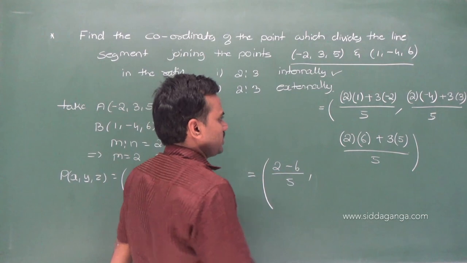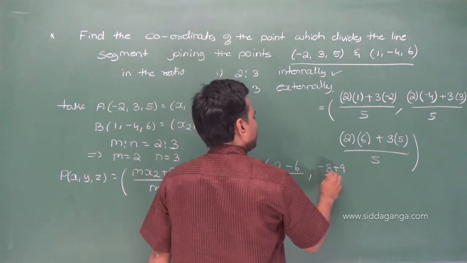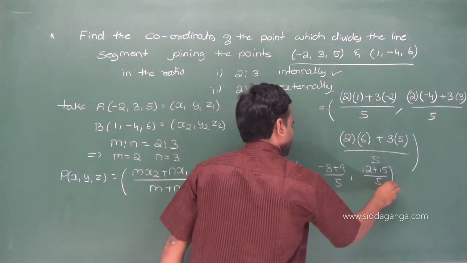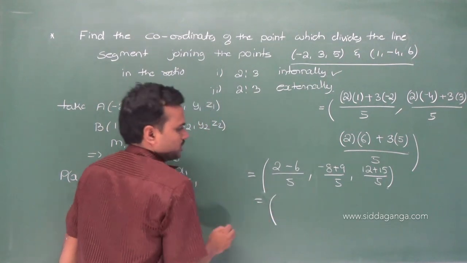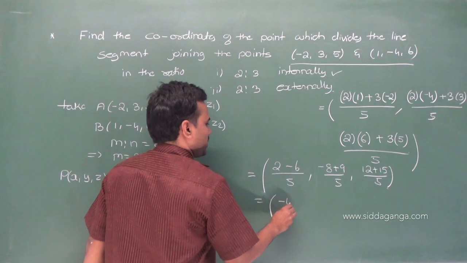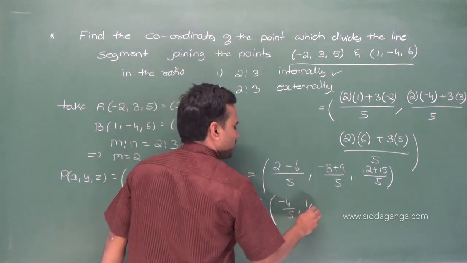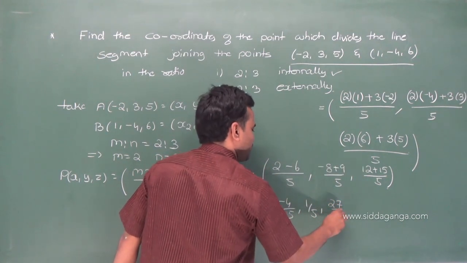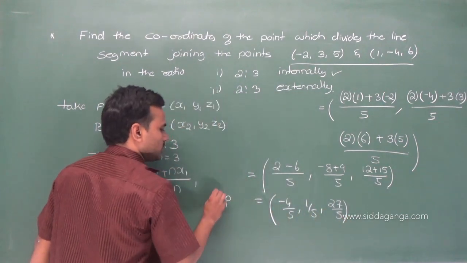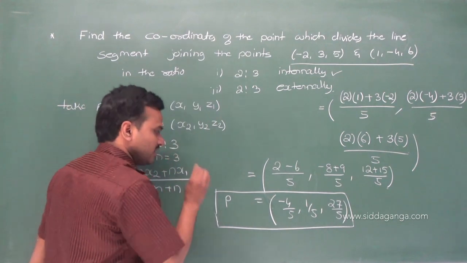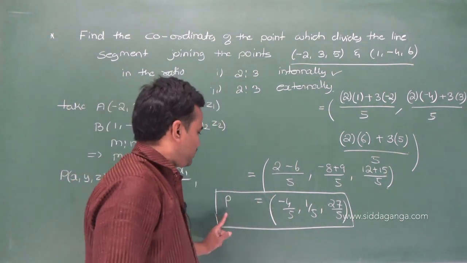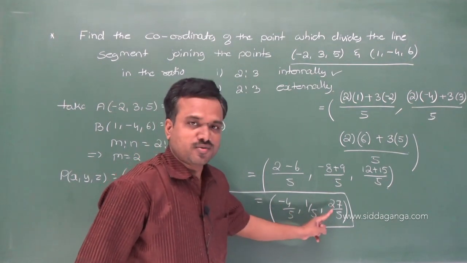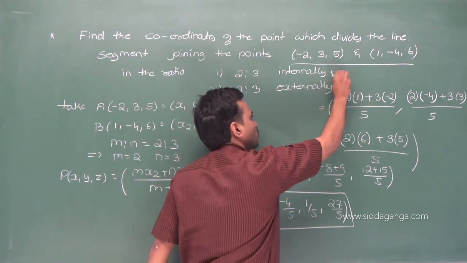X coordinate. Y coordinate: minus 8 plus 9 divided by 5, comma, 12 plus 15 divided by 5. So 2 minus 6 is minus 4 by 5. Minus 8 plus 9 is 1 by 5. 12 plus 15 is 27 divided by 5. This is the point P, for which division? Internal division. The coordinates of point P for internal division are minus 4 by 5, 1 by 5, 27 by 5. Complete. This one is over.